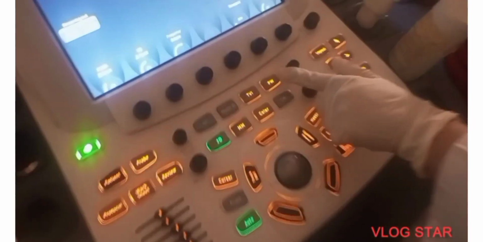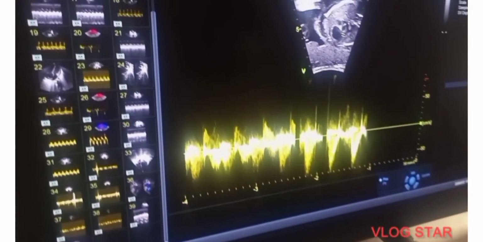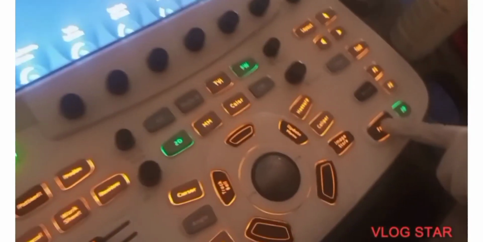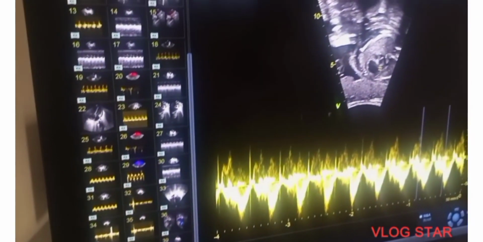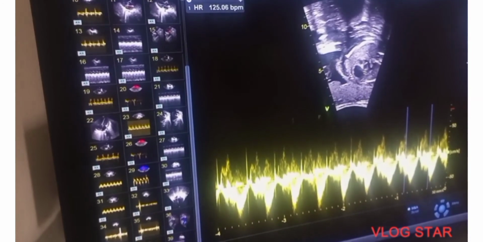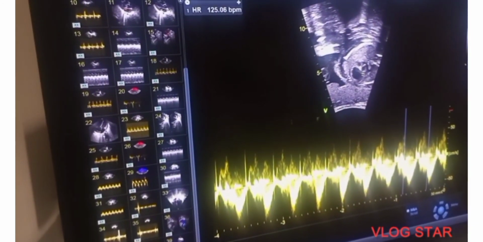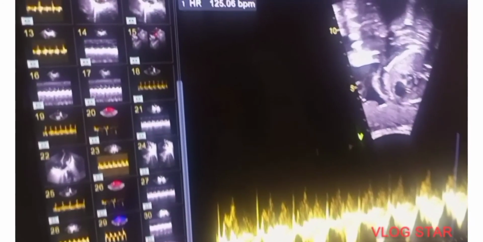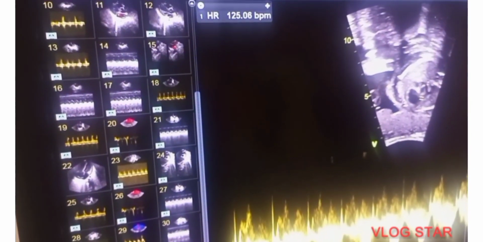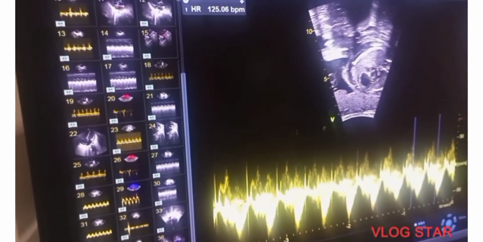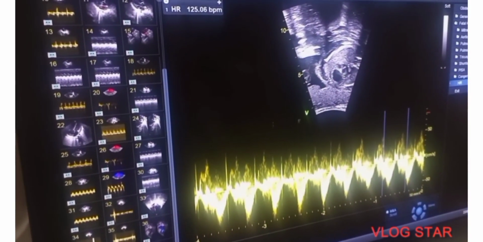The third mode is PW mode. We put it across the RVOT, and then we select the freeze button on the keyboard. The machine automatically selects the heart rate, and it is shown on the left side of the screen: 125 beats per minute. This is all about how to measure the fetal heart rate.